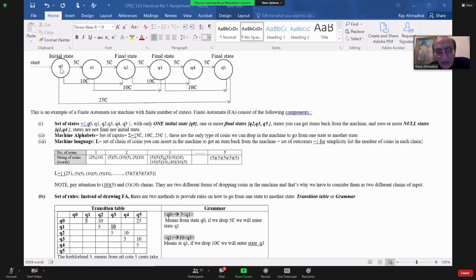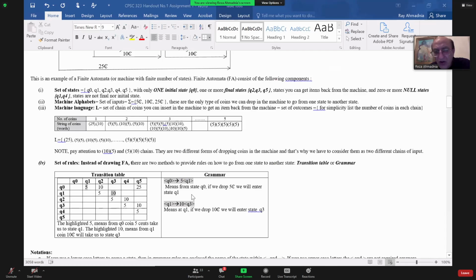From Q0, if we drop 5, we get to Q1. From Q0, if we drop 1, we get to Q1. At Q1, if I drop 5, I enter state Q2. Or at Q1, if I drop 10 cents, I get to Q3. All of this is a summary of the machine, and they call it grammar.